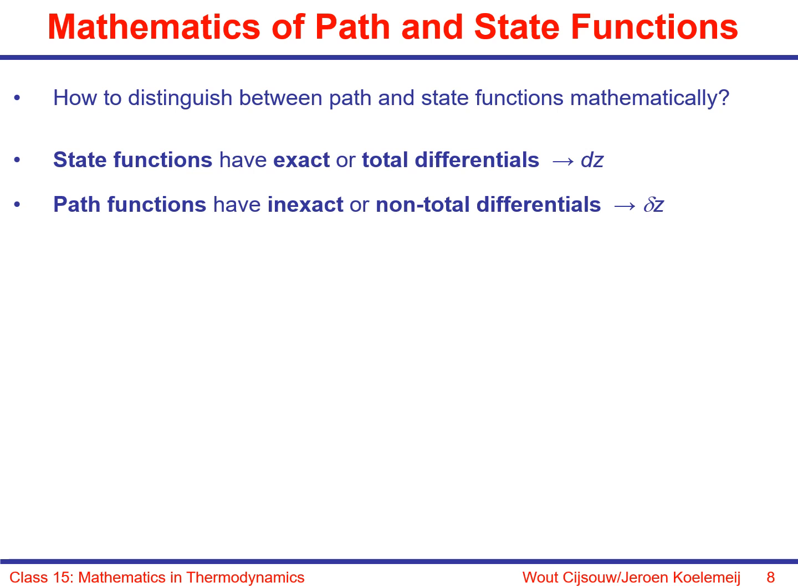Well, for state functions, we can write a total differential, which is also called an exact differential, which we will denote by just a straight d, like the d of the variable or state function z. Whereas path functions have what we call an inexact differential or non-total differential, which is something that depends on the path when you integrate it. And to make this distinction, we denote this with this Greek delta, delta z.